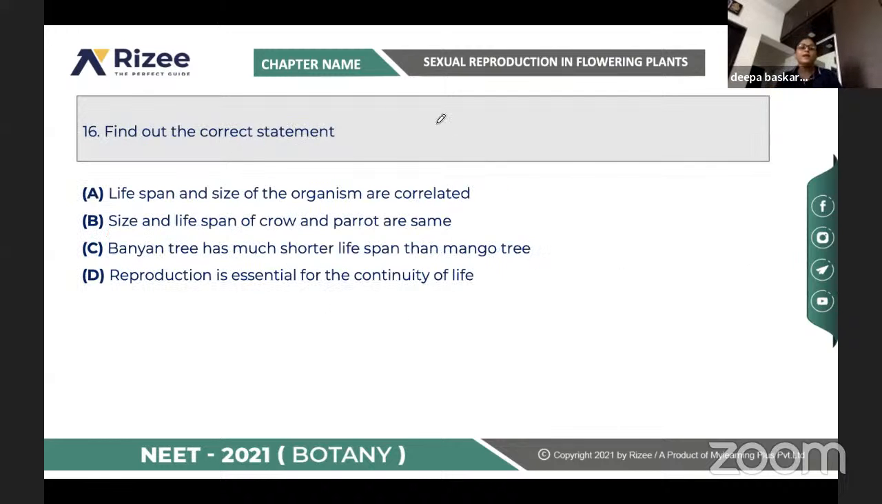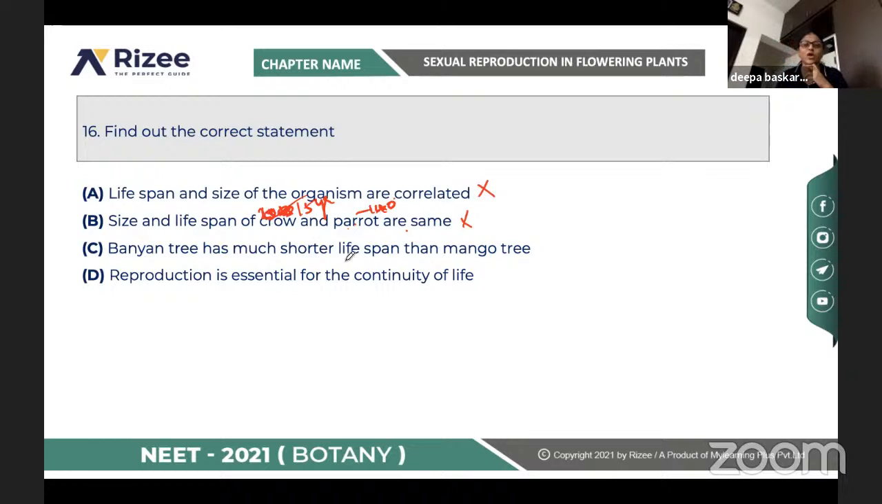Okay. So find out the correct statement. Lifespan and size of the organism are correlated. No. Just now we saw that the elephant can live from 60 to 90 years, which is bigger in size, but the smaller parrot can live for 140 years. Size and lifespan of crow and parrot are same. No, size also varies. Crow is bigger than parrot, and the lifespan of crow is 15 years and parrot 140 years. So it is nearly 10 times greater for parrot, right?